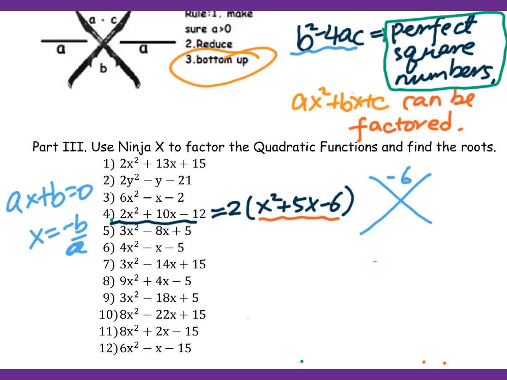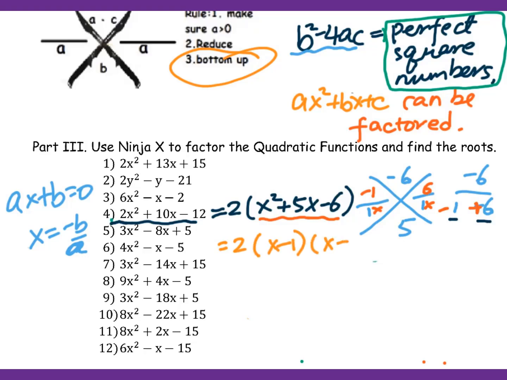negative 6, 5 over 1 over 1. Negative 6, 1 times negative 6. When I add these two, I got negative 5, but I'm looking for positive 5. Therefore, I change sign. Negative 1, positive 6. Put the variable here. Then we do bottom up. You got the 2 times x minus 1 and x plus 6.